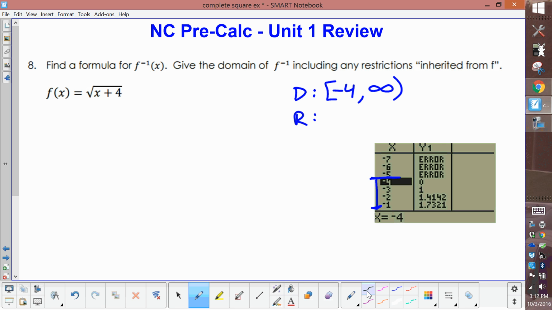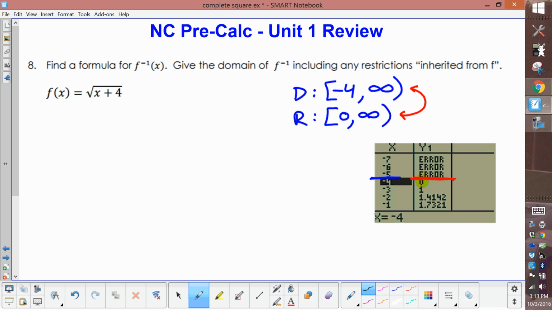Okay, for my range, all y values, you notice the lowest y value I get right here is 0, and then again, if I were to scroll forever, my numbers would keep getting larger. So that means my range here, the lowest y value I would get is 0. Now, later on, after we do the inverse, the reason this is important is because once I develop an inverse, these are going to switch positions. The range will become the domain, and the domain will become the range.